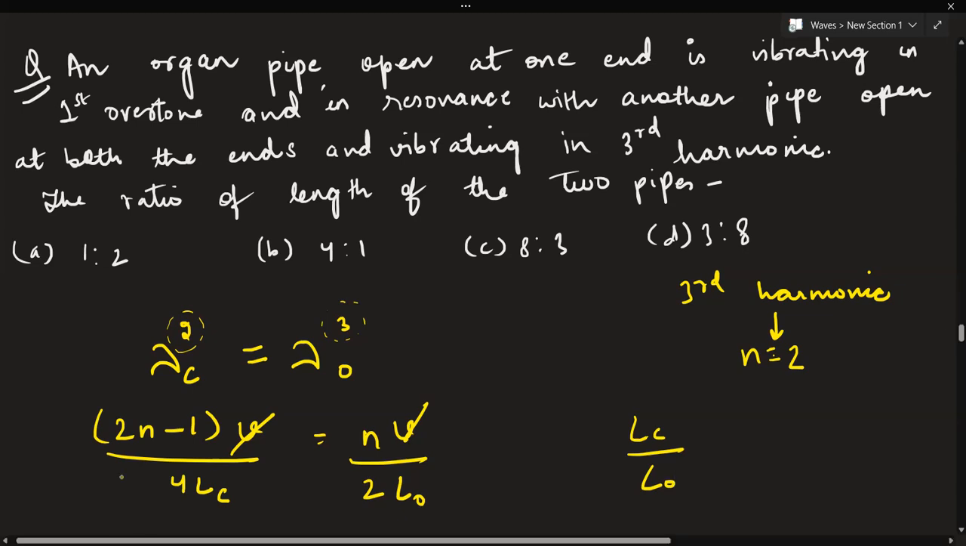1/2. Yes, 1/2. So which option is right? A. A option is right. So this was easy, clear, understood? Yes, ma'am. Okay, now let's see the question.